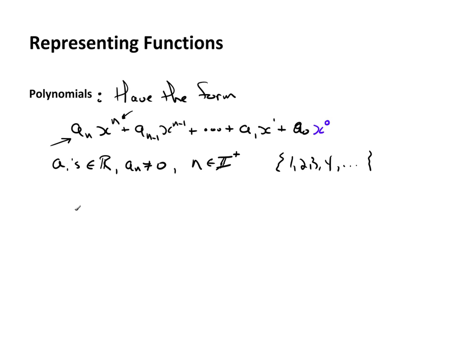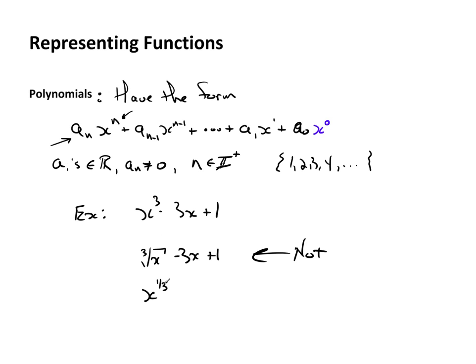As a quick example, something like x cubed minus 3x plus 1 is a polynomial, whereas the cube root of x minus 3x plus 1 is not a polynomial. The reason is that if I rewrite this, it's x to the 1/3, and that violates the definition, because n in this case is a fraction. It's not a whole number.